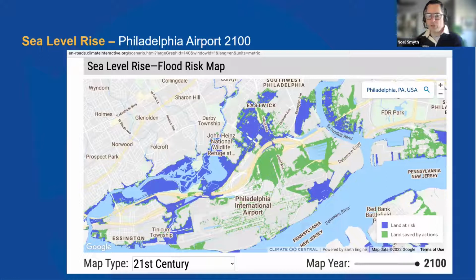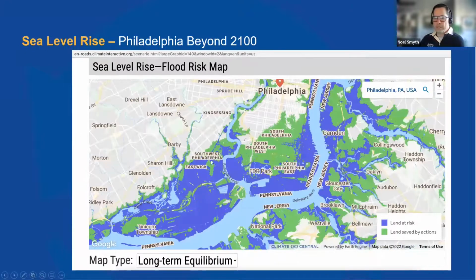The green areas show how our proposed policies have delayed the impacts, which I will show you on the next slide. Again, this is the year 2100, and this is the southern portion of Delaware County in Philadelphia. When we show the entire impacts to Philadelphia, this is beyond 2100, the long-term equilibrium. The impact is complete for the airport and all of Southwest Philly, the shipyard, much of South Philadelphia, and all of Camden. Yep, this includes the stadium areas as well.